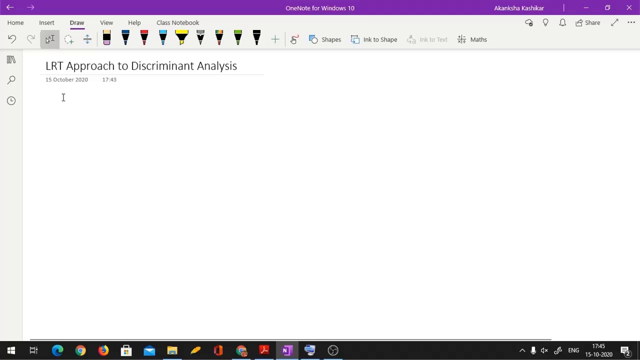Hello everyone. We have already started the basics of discriminant analysis. We have seen what is the Mahalanobis distance function, what is Fisher's discriminant function, and we have developed a rule based on that. Today we will see the likelihood ratio approach to discriminant analysis.